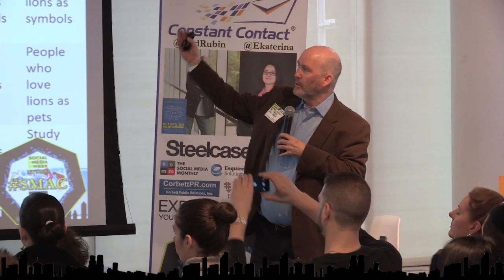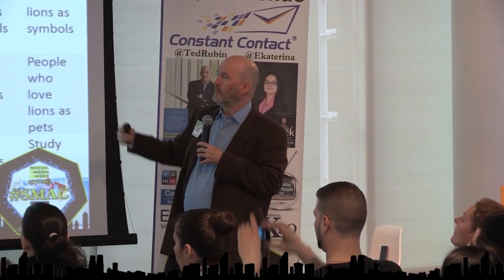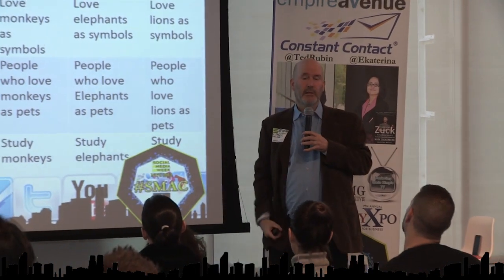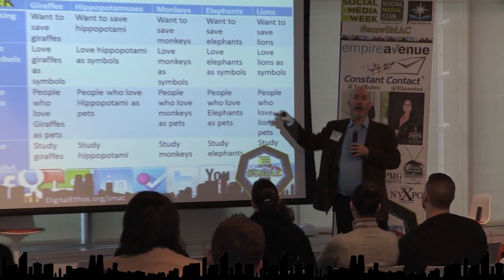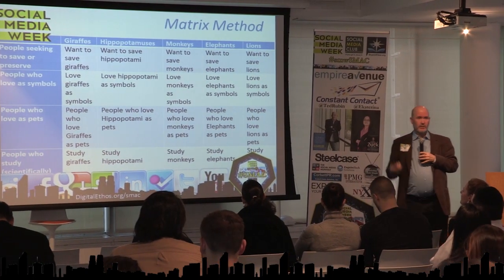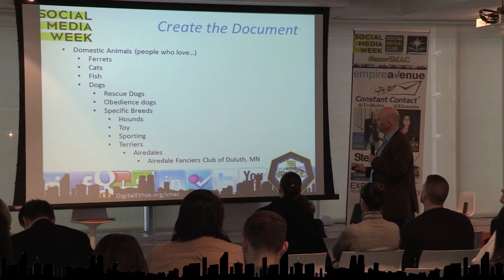So by creating a grid, it's a very easy way that I can start to map out people, for instance, who love monkeys as pets, people who love elephants as pets. There may not be any of those. And that's okay, because I'm just generating ideas at this point of possible micro segments.